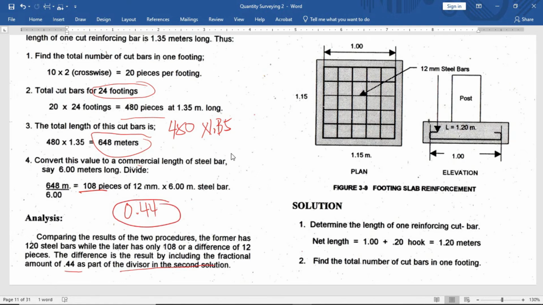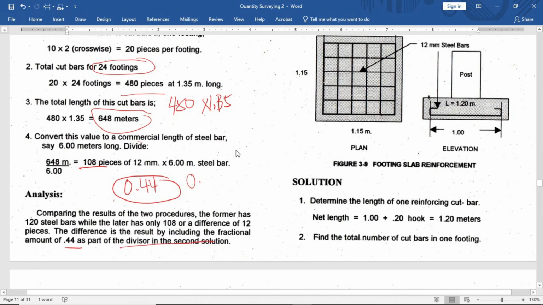Example, parang ang nangyari doon is yung 0.59 niya. Ganito yung ginawa niya. Parang kinumbine niya yung 0.59 meters. Parang kinumbine niya. Kaya, ang nangyari, naging 108 pieces lang ng 6 meters yung which is wrong. Kaya dapat hindi ganyan yung pag-estimate natin. Yung pag-estimate natin, hindi natin sinasama yung excess cut. Kasi magmamali yung estimate natin.